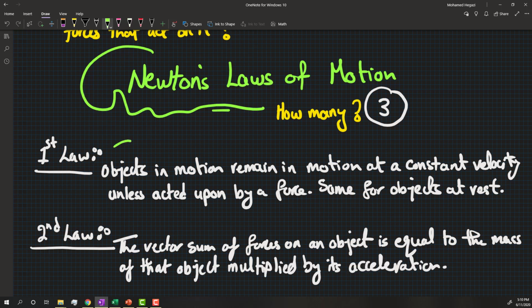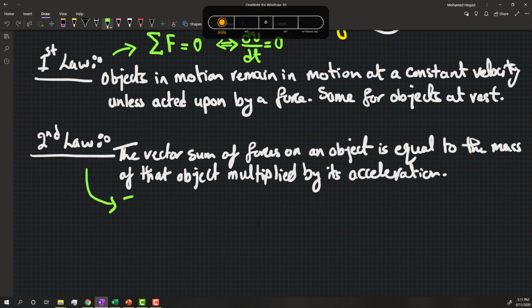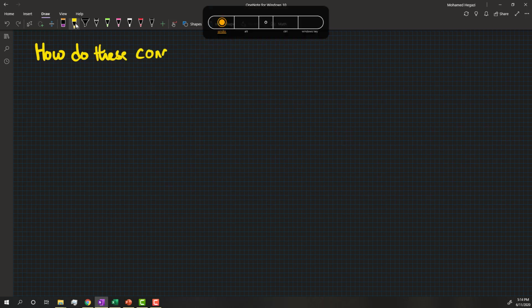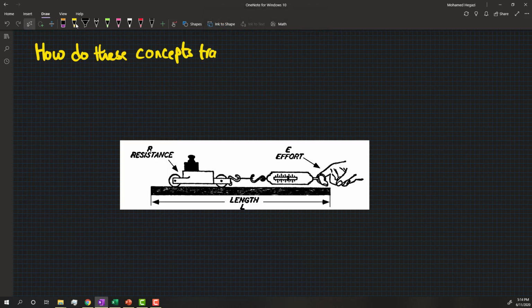So to put it in mathematical terms, the first law is the sum of F is zero, given that the change in speed is zero, and the second law, F equals ma. So let's apply these abstract concepts to our railway scenario. Let's assume that you have a certain rail car that you would like to move, and you are going to apply some force or effort to this rail car.